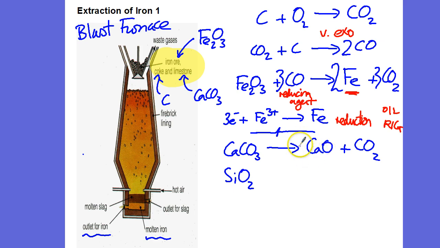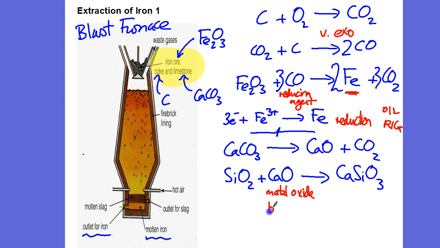Now the calcium oxide which forms then reacts with silicon dioxide, and a compound called calcium silicate is formed, CaSiO3, which is how I remember it. Now the reason for this reaction occurring is you've got two oxides combining. Calcium oxide is a metal oxide, and you should hopefully remember that a metal oxide is basic. In other words, it's opposite to an acid.